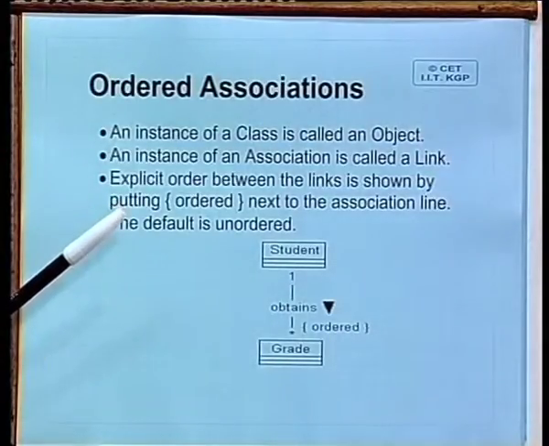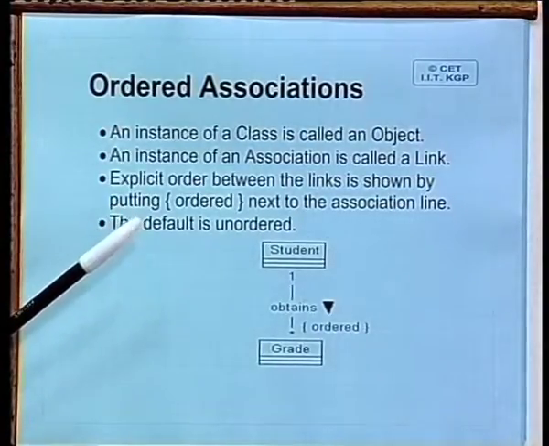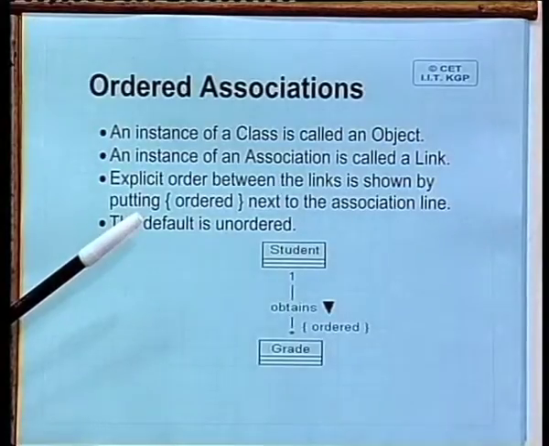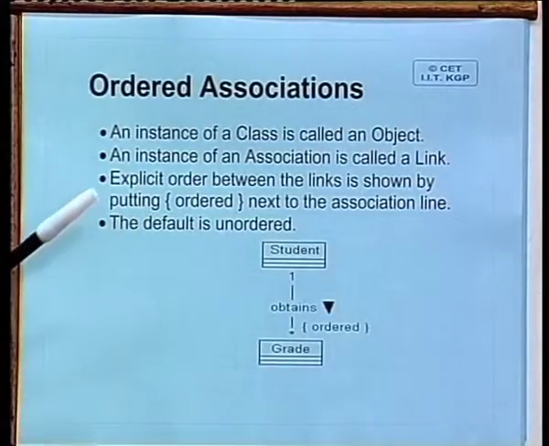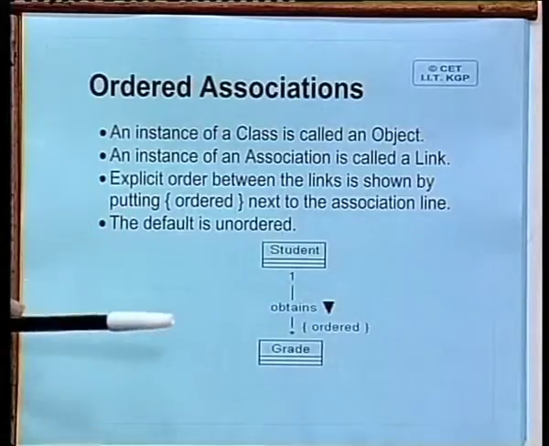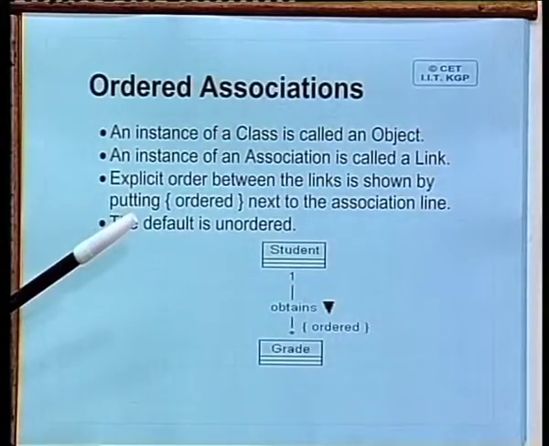Fine. So we have discussed at least one type of relationship, that is the associations. We still have two others to be discussed, aggregations and generalizations. These we shall discuss in our next class.